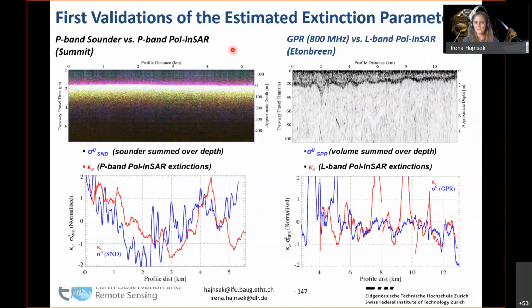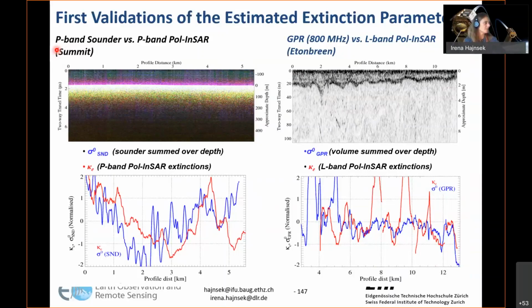So we were looking at this extinction, and we tried to compare it with GPR data. We had this GPR 800 megahertz data in L-band available, and we had data which are our reference data, which are P-band sounder data. So this is data where the radar system is a sounding system. It's not a side-looking system, but a near-nadir-looking system. So it's like a GPR, just not positioned directly on the ground, but in space. So that's a little bit of difference.